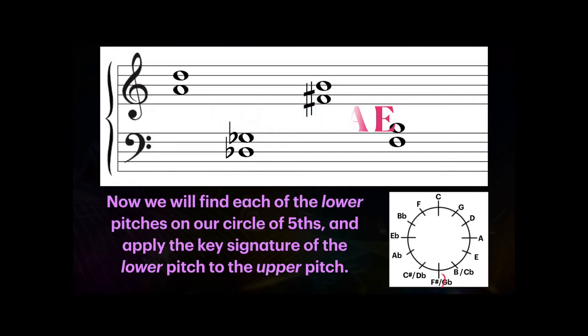Finally, we have F in the bass clef as our lower pitch, and a B above it. In the key of F major, we have 1 flat, and that's B flat. So in order for this to be a perfect fourth, we'll need to add a flat in front of that B.